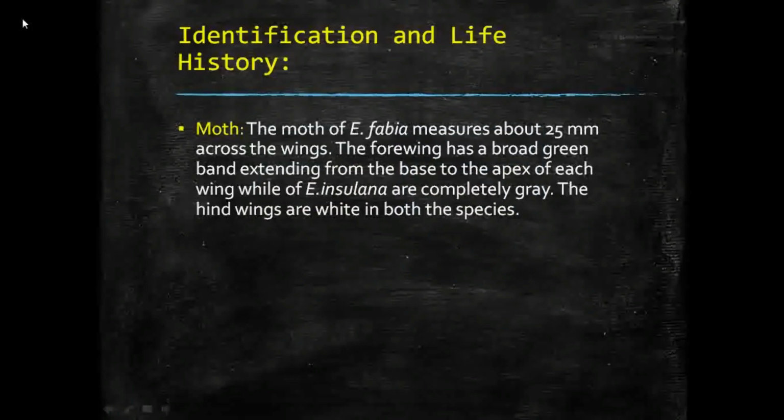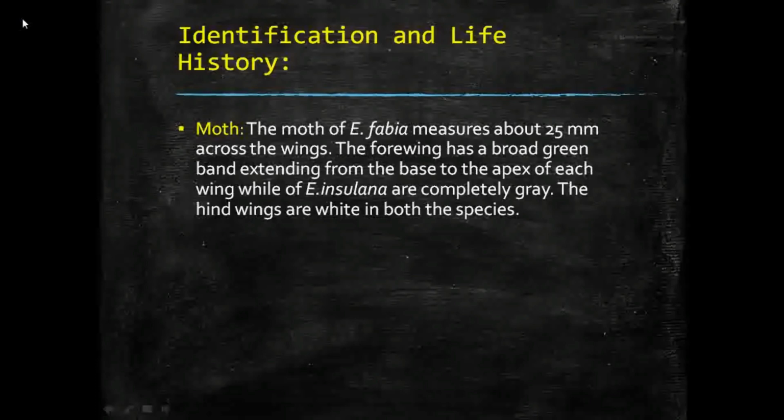Now, how to identify this pest? The moth of this cotton bollworm, Earias fabia, measures about 25 millimeters across the wings. So this is a horizontal measurement, not a vertical measurement of the moth. That is, it measures about 25 millimeters across its wings.